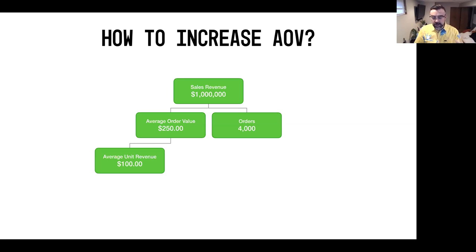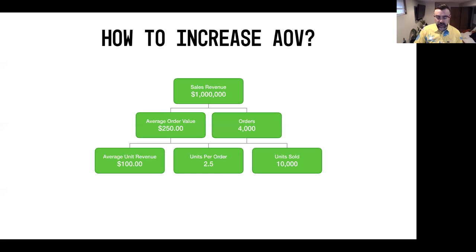The one easier way, though, to increase your average order value would be to go back to the product margin tree and look at your units sold. If you think about it, we had 4,000 orders and we had 10,000 units sold. That equated to basically a units per order of 2.5. Now, let's say, for example, you increase that units per order to even just 2.6 or 2.7, or even all the way up to 3.